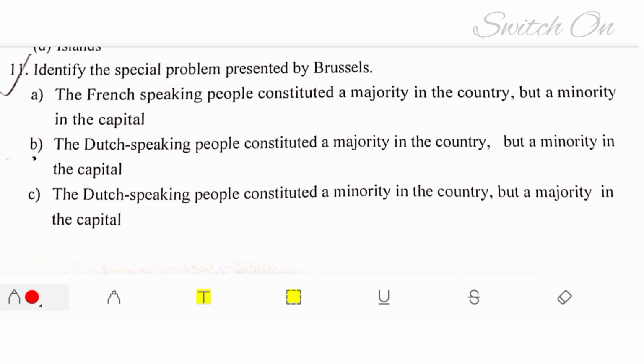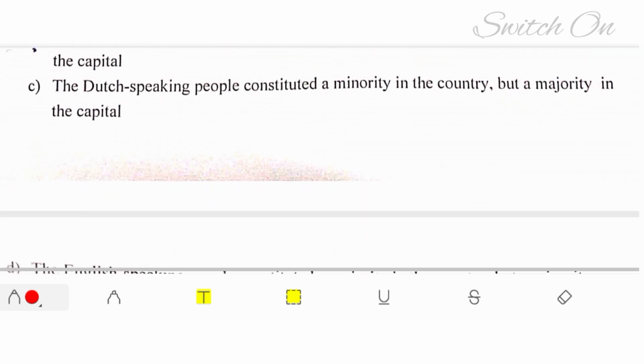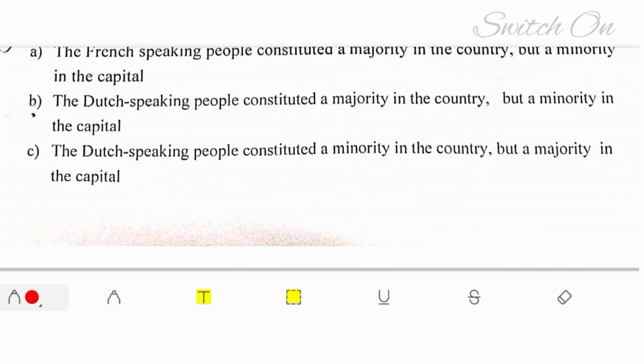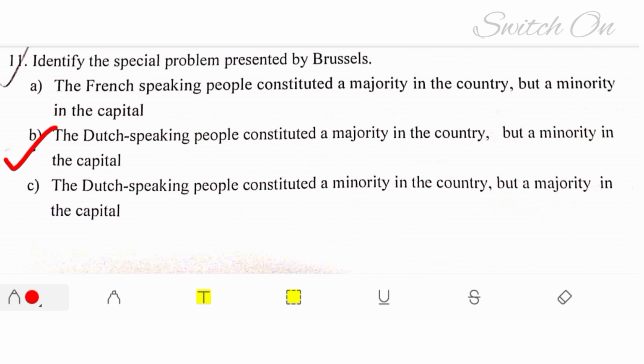Identify the special problem presented by Brussels. So a special problem which was presented by Brussels is the Dutch-speaking people were constituted in the majority in the country, but they were a minority in the capital. So that's the problem. So correct answer is option B.